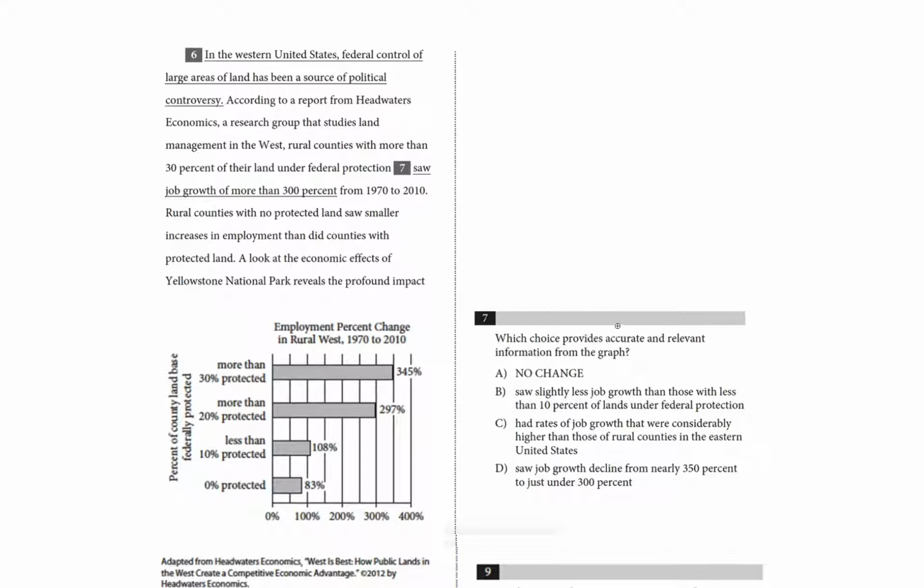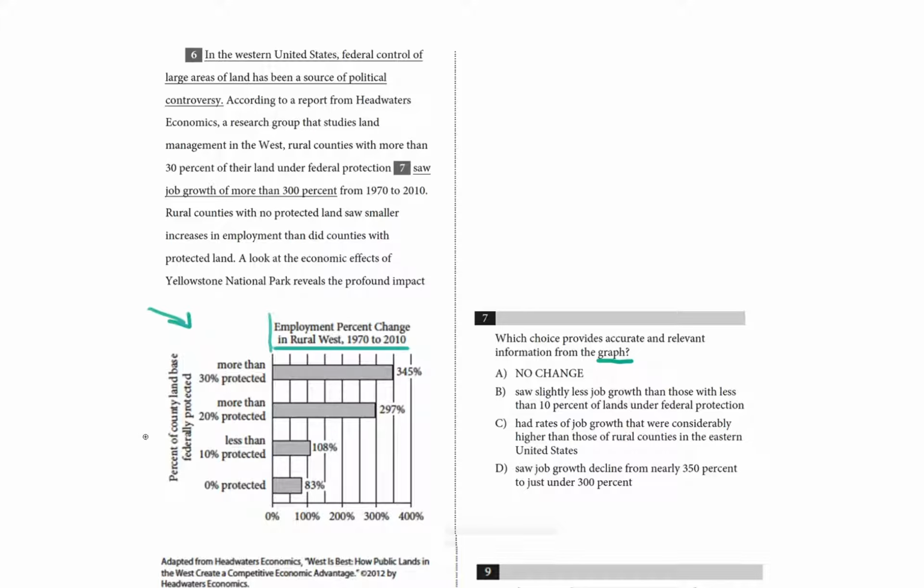Which choice provides accurate and relevant information from the graph? So when the question asks you to interpret a graph, before you even look at the choices, look at the graph and determine what story the graph is trying to tell. The title of the graph is Employment Percent Change in Rural West, 1970 to 2010.